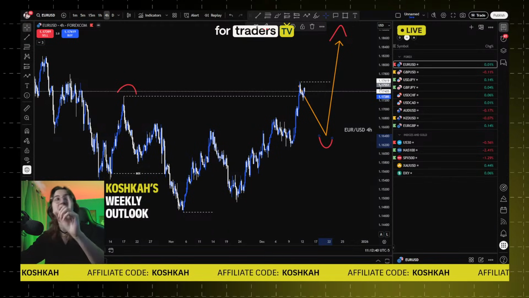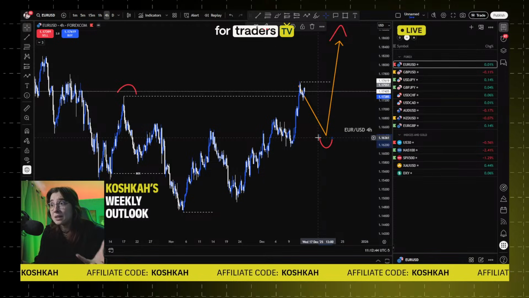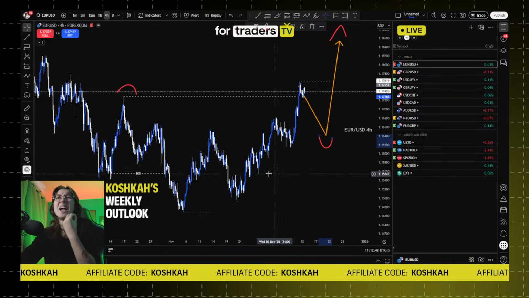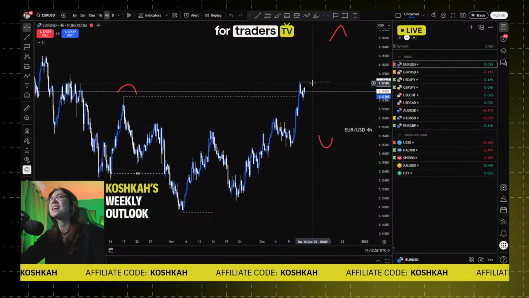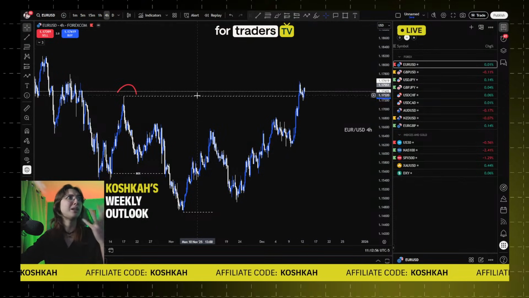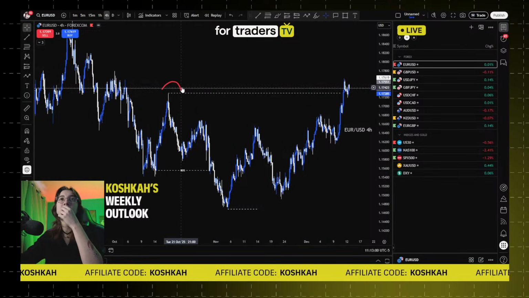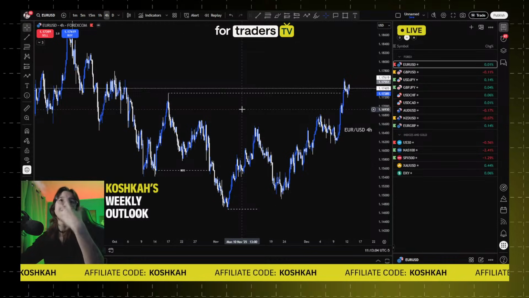That's why in this case, there is a problem. The problem is the range is big. What do we do when the range is big? We do nothing, because how can you actually know if this is really a change of character or just a really, really big liquidity sweep? As you can see right here, it might just be a really big liquidity sweep.